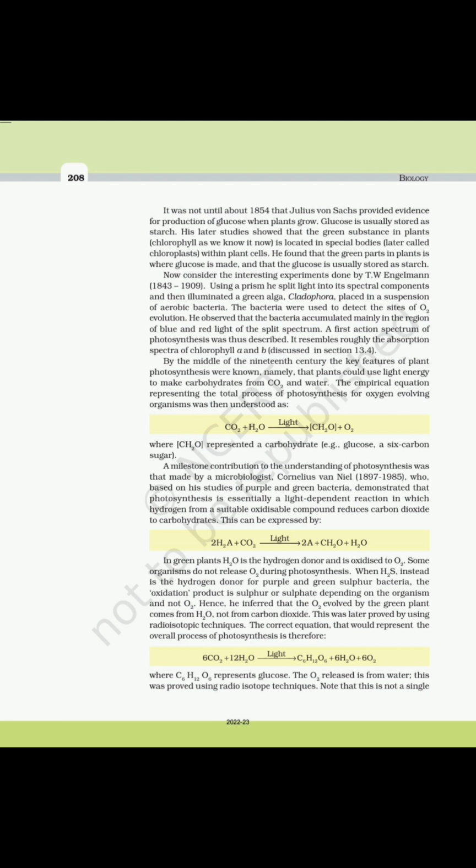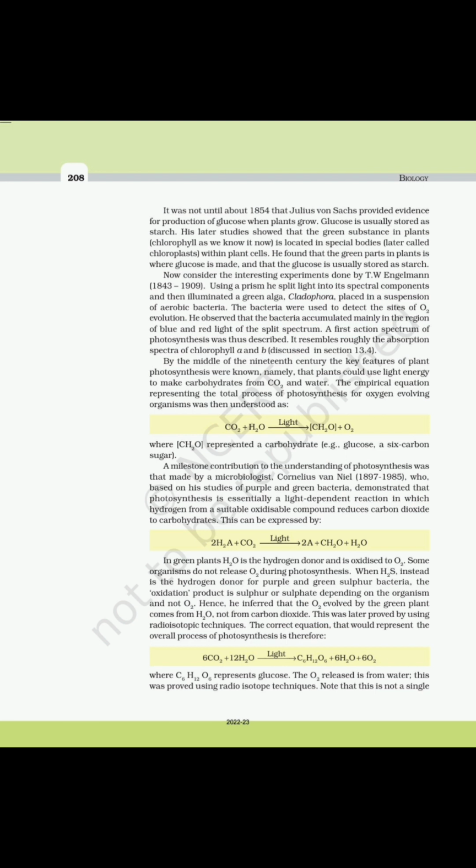It resembles roughly the absorption spectra of chlorophyll a and b discussed in section 13.4. By the middle of the 19th century, the key features of plant photosynthesis were known, namely, that plants could use light energy to make carbohydrates from CO2 and water. The empirical equation, representing the total process of photosynthesis for oxygen-evolving organisms, was then understood as CO2 + H2O → (light) CH2O + O2, where CH2O represented a carbohydrate, e.g., glucose, a 6-carbon sugar.